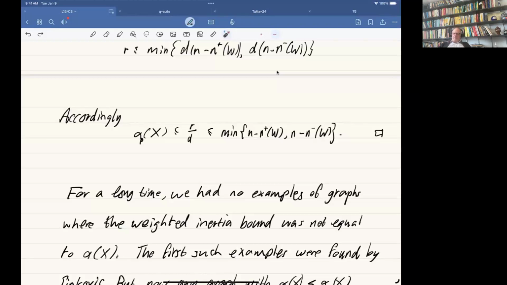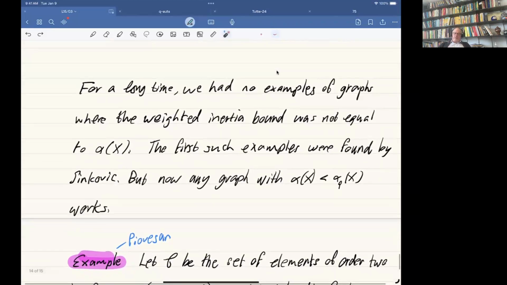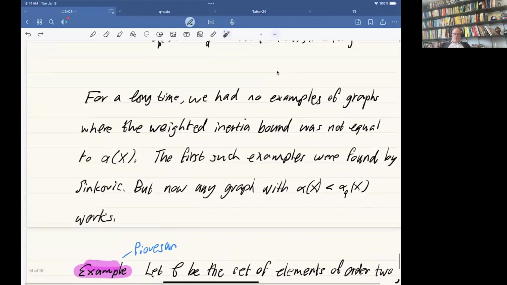Eventually, John Sinkovic, who was here on a postdoc, proved that the Paley graph on 17 vertices, that's the graph on the field of order 17 with two vertices adjacent if the difference is a square, was an example where the weighted inertia bound was not tight. And with a URA here, he found more examples. But now it follows from the quantum stuff that whenever you get an example where alpha is less than alpha q, then you're going to have examples where the weighted inertia bound is not tight. So that was kind of interesting.